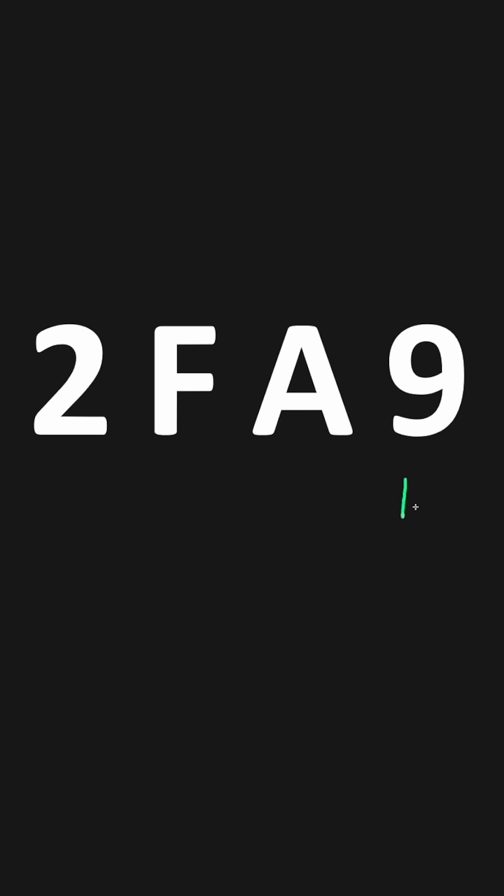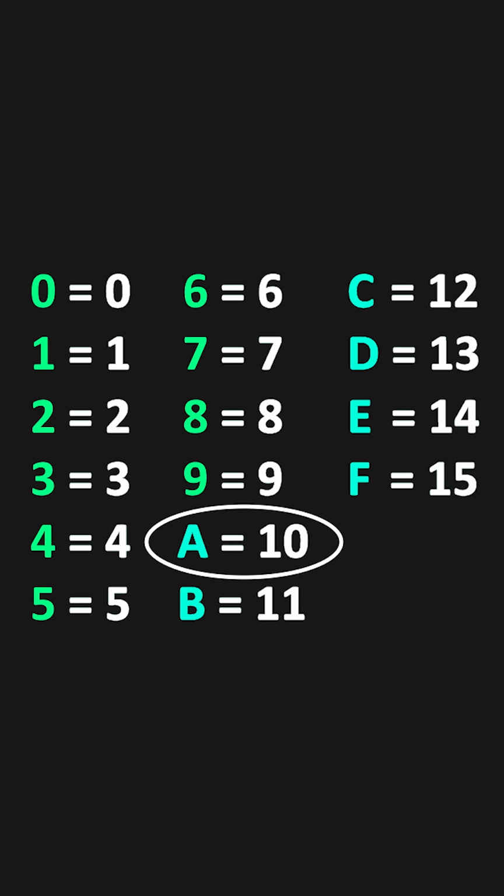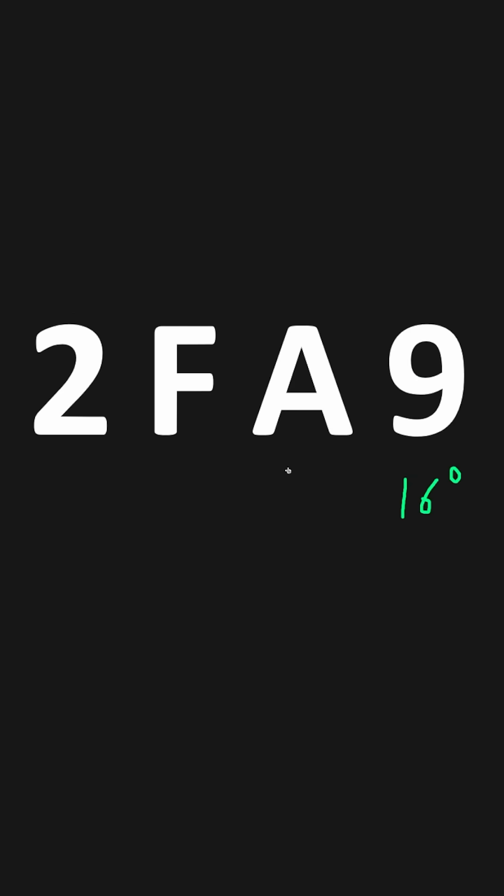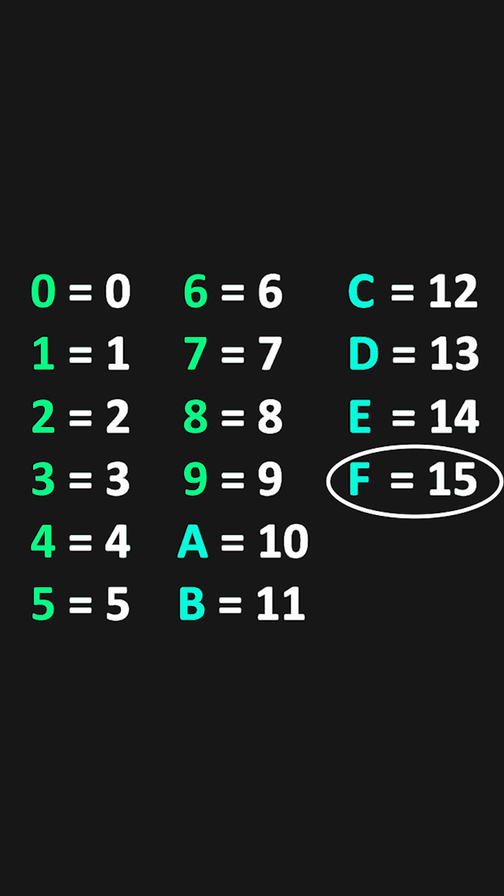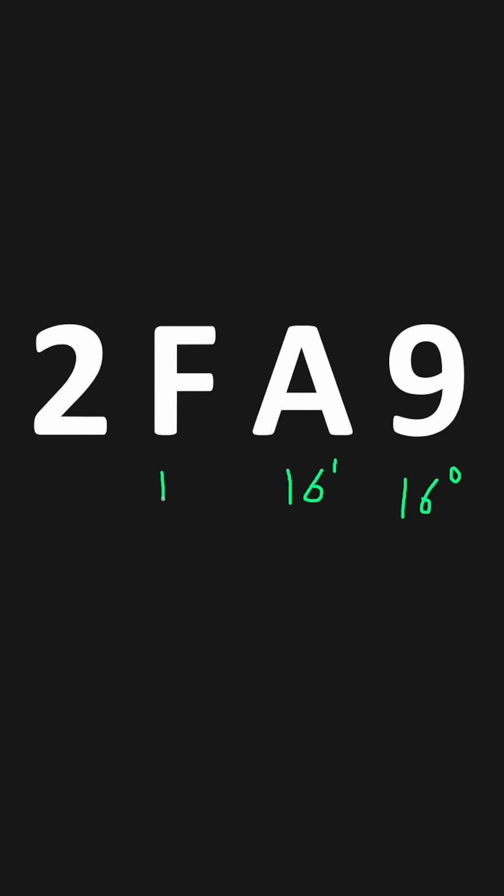Starting from the right and working our way towards the left, we will multiply each digit by powers of 16. With the first digit, we'll multiply 9 times 16 to the power of 0. Then we'll multiply A. Remember, according to that key, A equals 10. Multiply 10 times 16 to the power of 1. F had a corresponding value of 15. 15 times 16 to the power of 2. And then 2 times 16 to the power of 3.